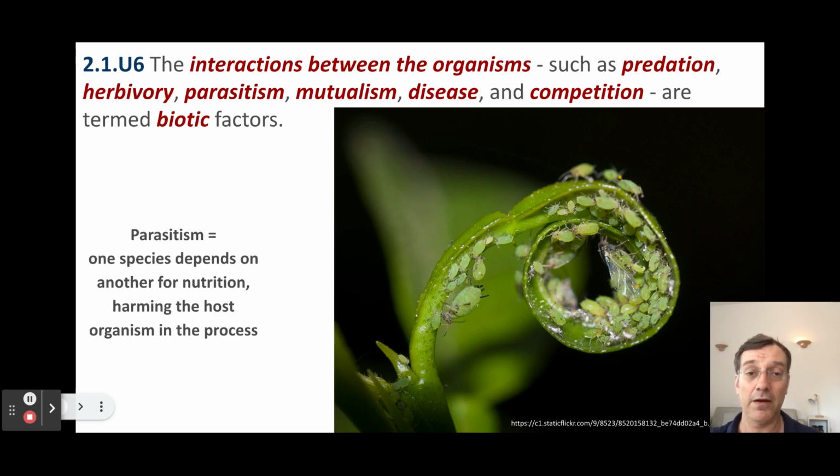We also have parasitism. This is where one species depends on another for nutrition, and it harms the host. So here we have a bunch of aphids or mites, and they are getting all of the sap out of this plant that provides the insects with energy, a form of sustenance, but it damages the plant and it weakens the plant, potentially exposing it to disease pathogens.